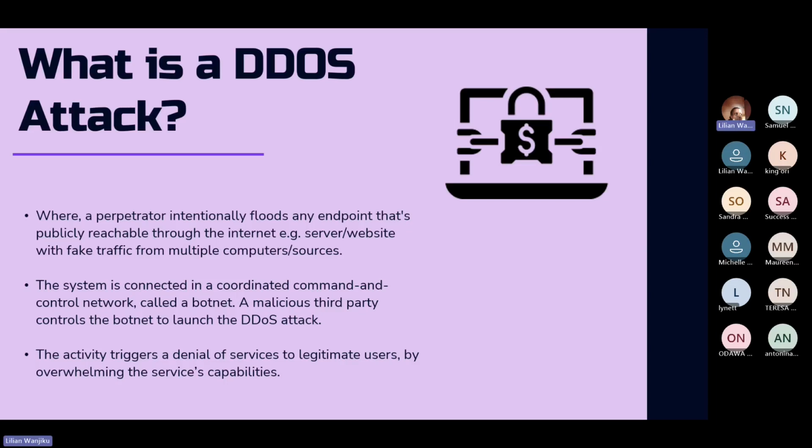So it is usually when a perpetrator floods any endpoint that's publicly reachable through the internet with fake traffic from multiple computers. So let me simplify this. So when an attacker has done the DDoS attack, it means that they had multiple computers or maybe servers that they sent harmful traffic to a specific location. Don't know if I've explained that well.